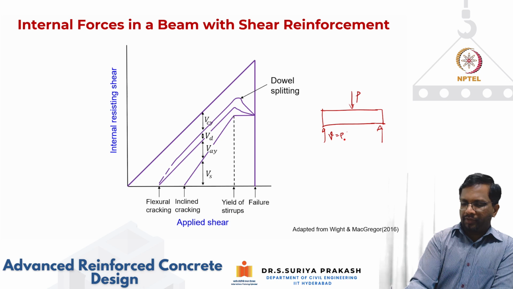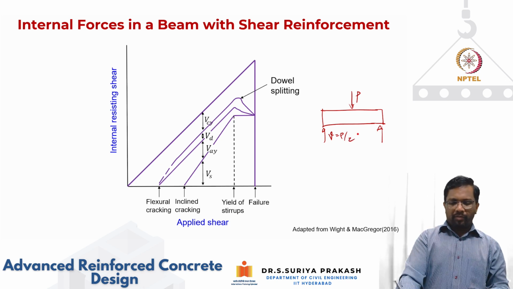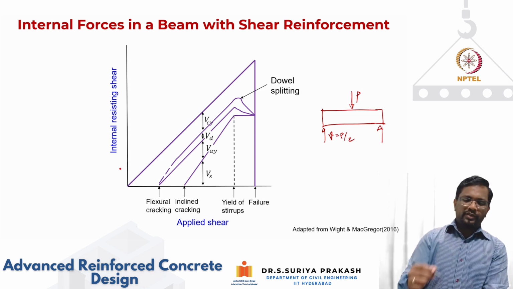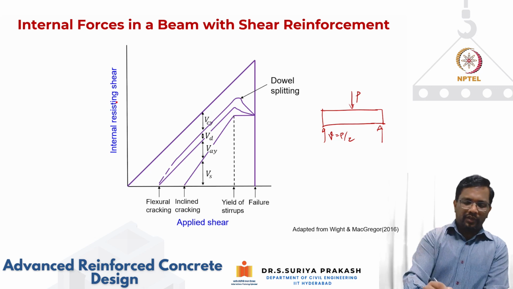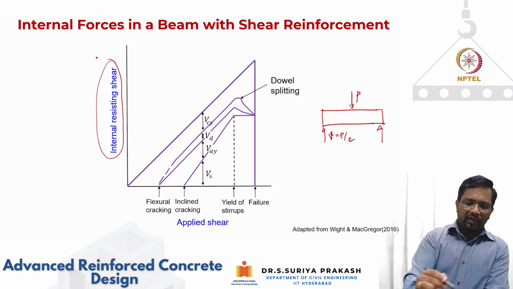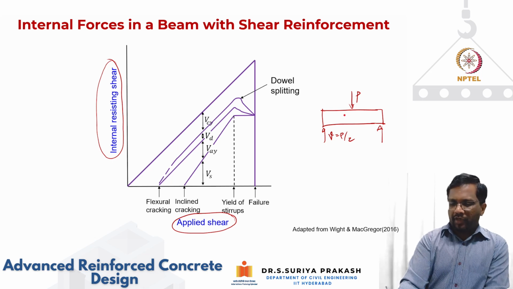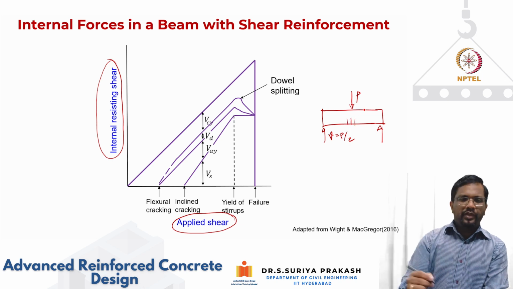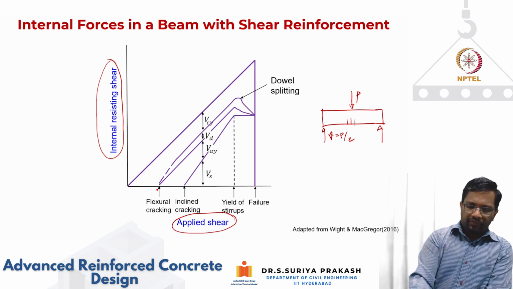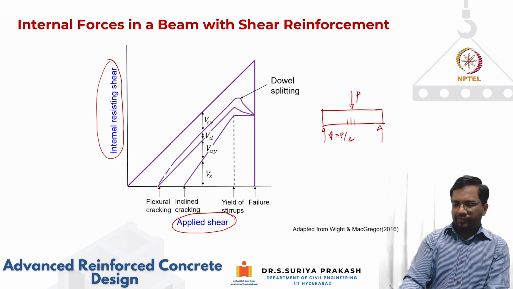Okay, so my shear is going to be P by 2, right? If I start plotting the applied shear versus internal resisting shear, so internal resisting shear we are plotting on the y-axis, and applied shear we are plotting on the x-axis. Initially you will keep increasing, and then finally you will develop some flexural crack. Usually the first flexural crack will form.